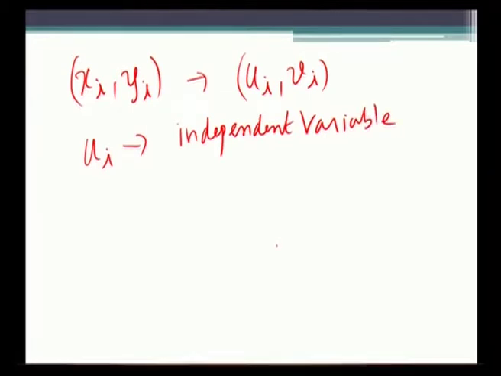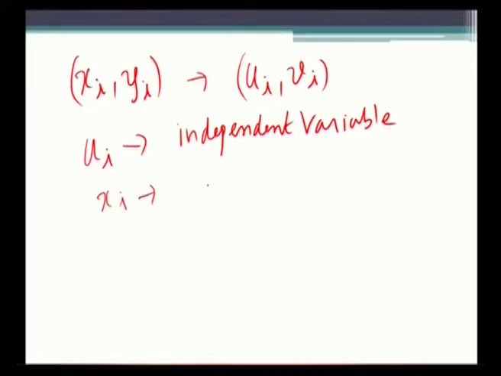There in that equation we saw that xi is an active variable, yi is a derived variable. Here this ui is an independent variable and xi is a dependent variable. Let us now define the function g.